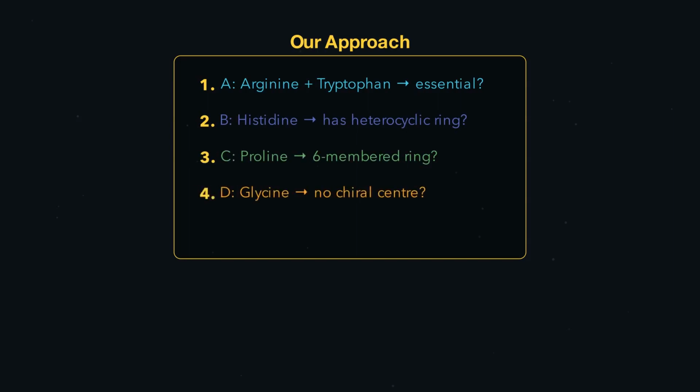First, we'll check whether arginine and tryptophan count as essential amino acids. Then we'll look at histidine's ring, proline's ring size, and whether glycine has a chiral center. We'll unmask a classic side chain swap involving cysteine.